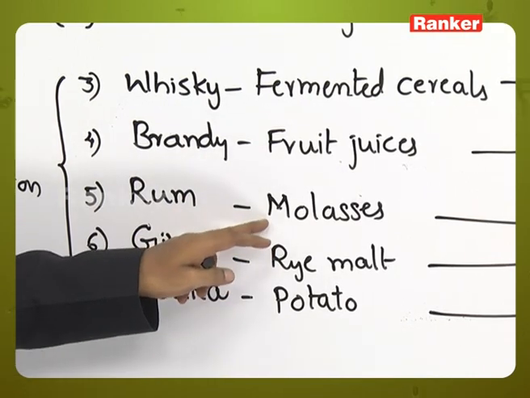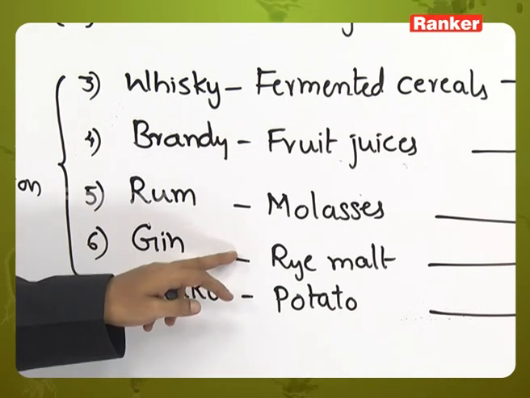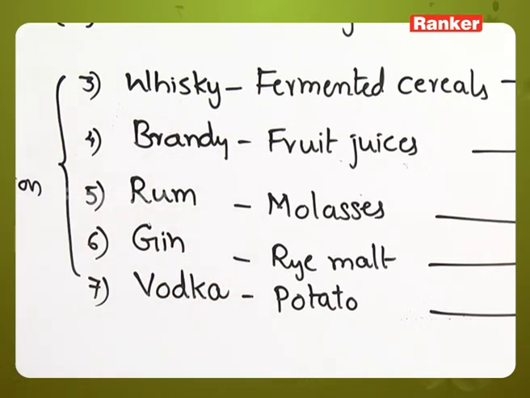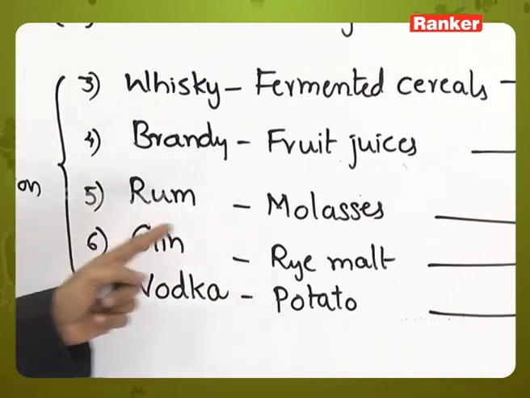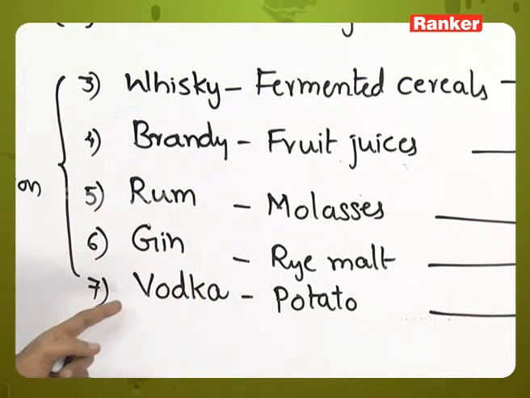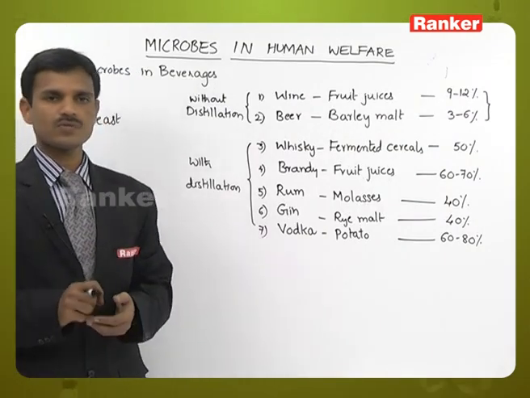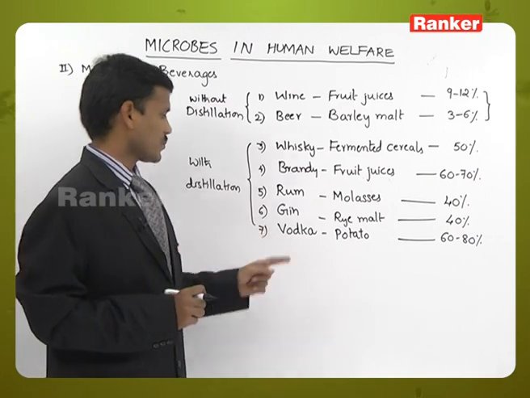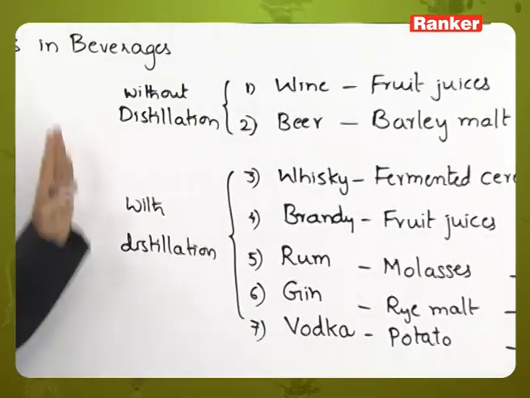Rum is made from molasses, where sugar components are present. Next, gin is from rye malt. Rye is also a cereal plant. After the fermentation process, the gin is produced from the rye malt. Next, vodka from potato. The potato starch is also used for fermentation for the production of vodka, and all these are alcoholic products.